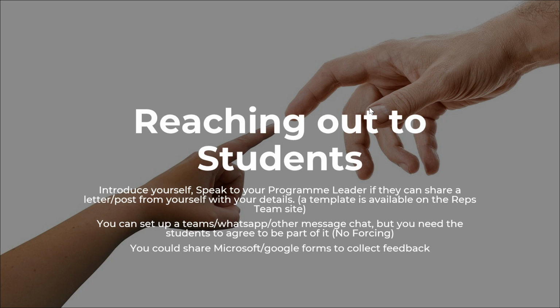Reaching out to students. Like I said, speak to your program leader to see if they can share that letter or post with your details on. You can set up a Teams page or WhatsApp or any other message chats as a way for students to contact you if you wish. However, regarding this, you need students to agree to be part of it. So if you are setting up a WhatsApp, pass it through your program leader, and then they can send out the link to our students if they want to join. You're not allowed to force students to join these chats. It has to be completely up to them if they wish to join.